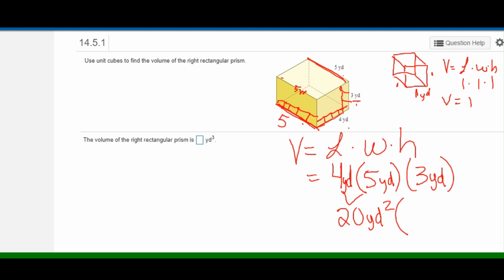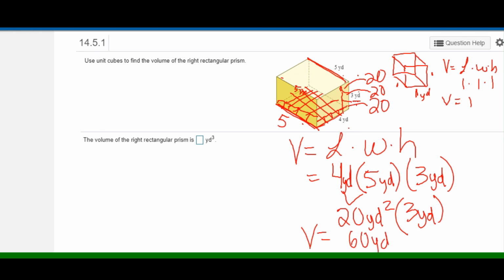So since the bottom layer is just length times width, that is how many we can fit on the bottom layer. So if I fill in all of these little lines, then I should be able to fit 20 cubes across the bottom. But I have to go up 3 yards high. So I have 20 in the first layer, then I have 20 in the second layer, and then I have 20 in the third layer. So that's going to be 20 times 3 yards. And that's how I end up with the volume. With 20 times 3 is going to be 60 yards squared.